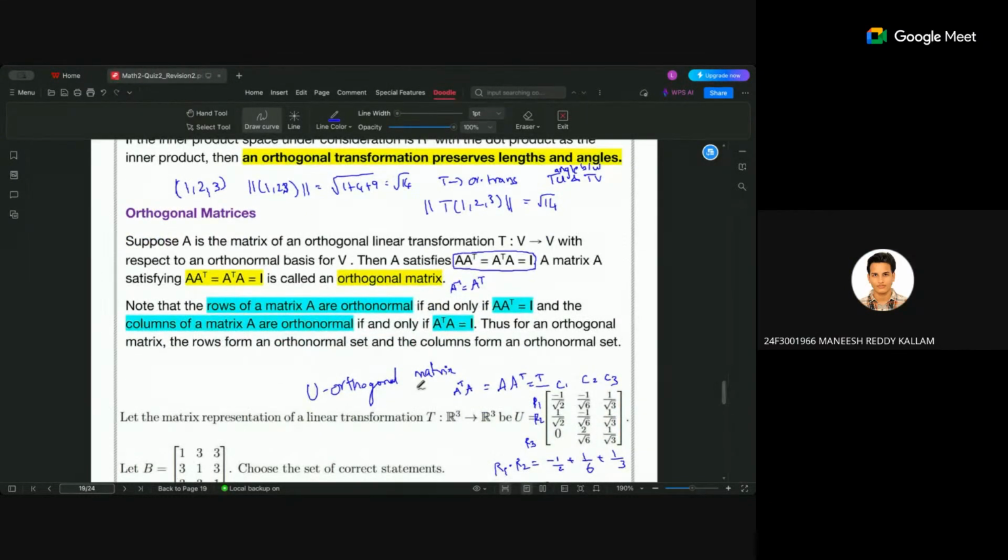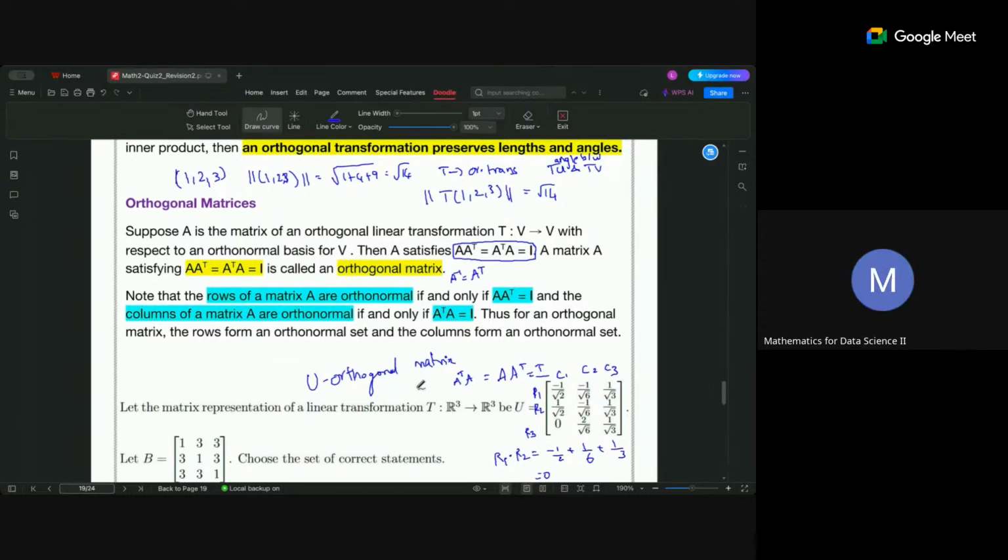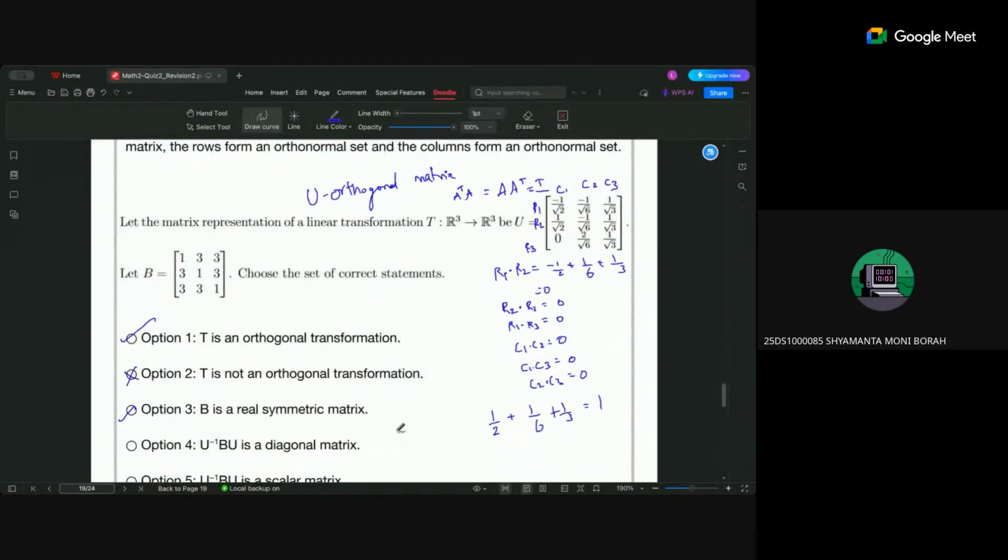Ma'am, I'm having a confirmation. So the rows and columns, if they are orthonormal, then the matrix is called an orthogonal matrix. Exactly. That implies orthogonal transformations. Thank you. So, ma'am, basically we are checking for the length here, right? If it is 1 or not. We are checking for the length as well as orthogonality, orthogonality as well as normality. Understood. Okay, fine. So B is a real symmetric matrix, true.